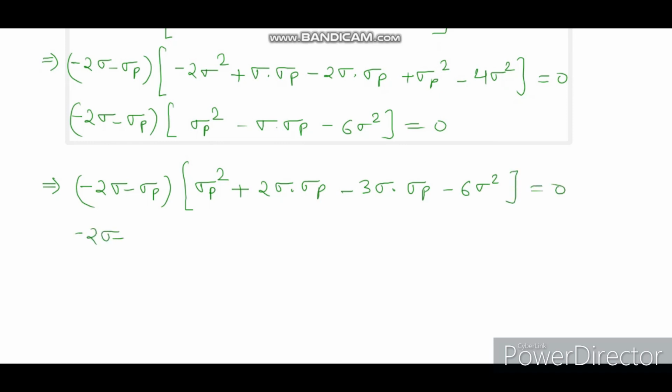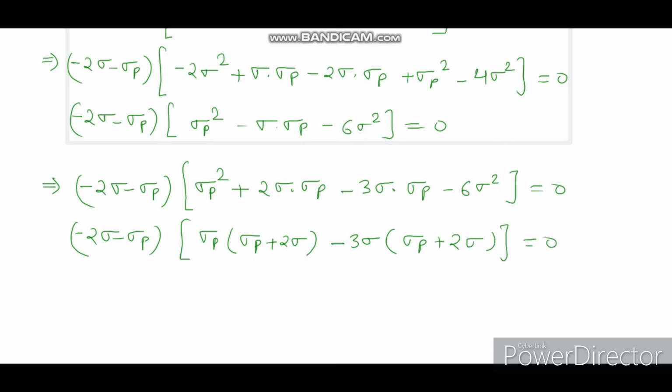Minus 2 sigma minus sigma p, with sigma p taken common, sigma p plus 2 sigma, and minus 3 sigma taken common, sigma p plus 2 sigma equals to 0. So this gives us this into sigma p plus 2 sigma into sigma p minus 3 sigma equals to 0. Now by keeping any of the 3 equal to 0, we get 0.